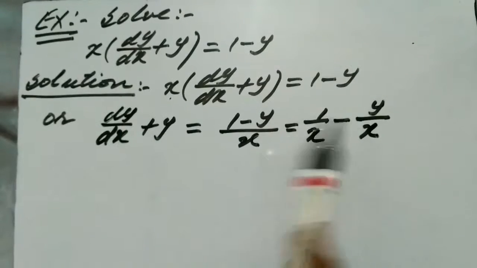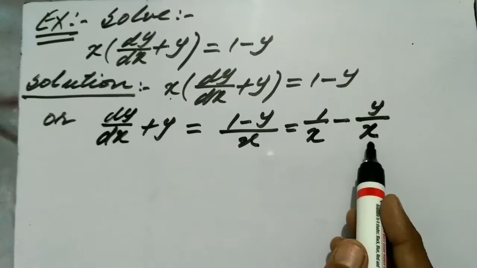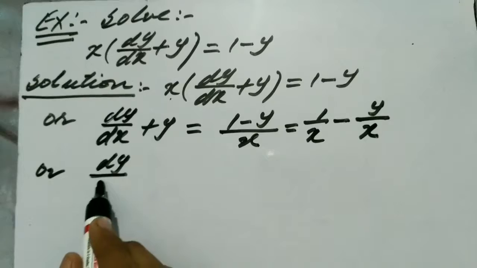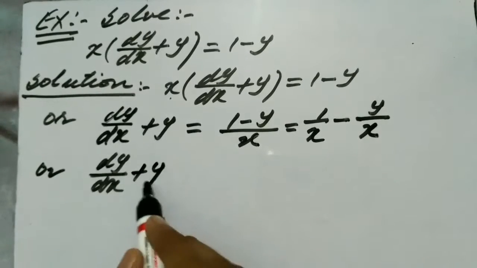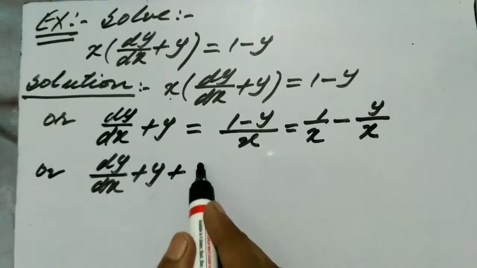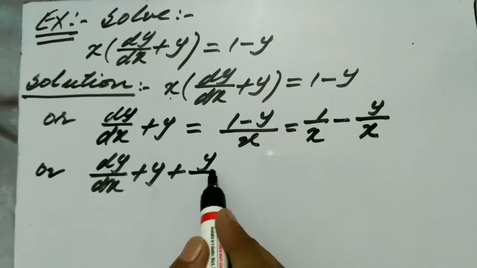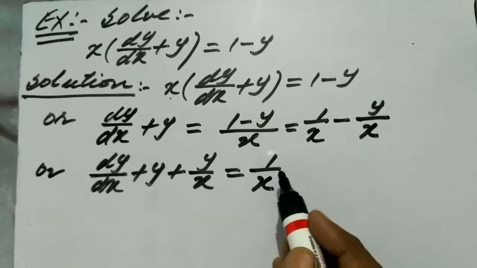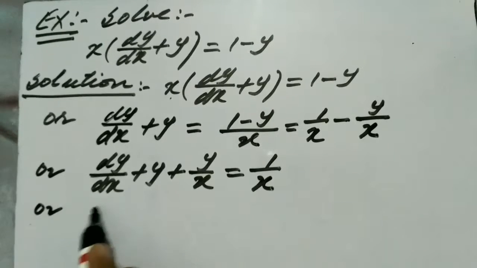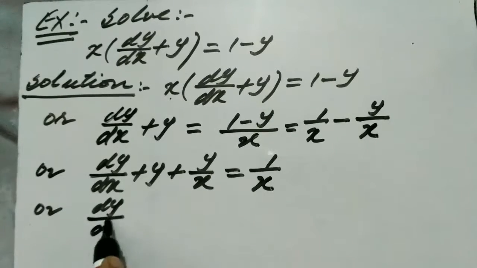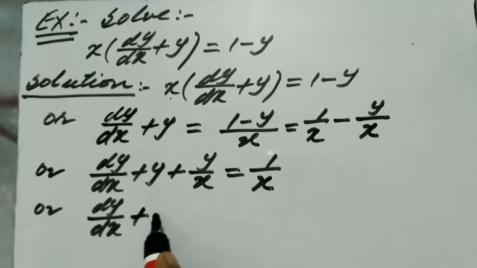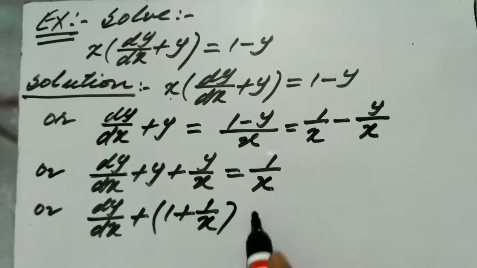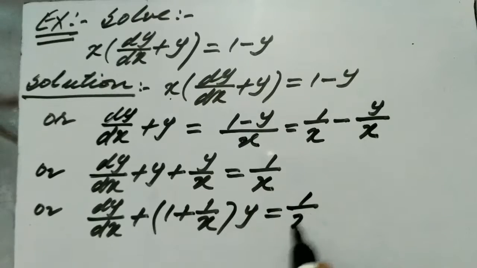Now transposing this term to the left hand side, because this term contains y, so dy upon dx plus y, and we transpose this to the left hand side, it becomes positive y upon x. On the right hand side, 1 upon x is left. Now dy upon dx plus, taking y common out of these two terms, we have in the bracket 1 plus 1 upon x, y is equal to 1 upon x.